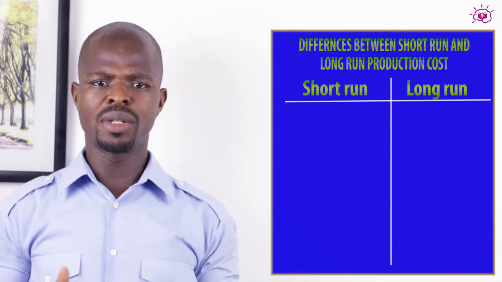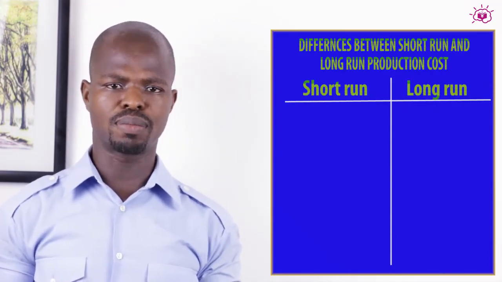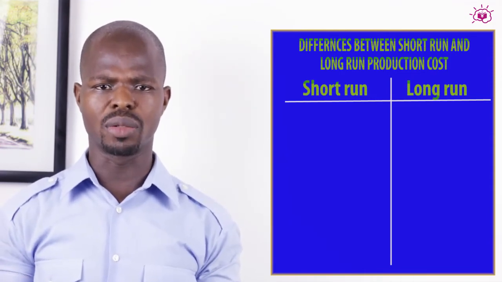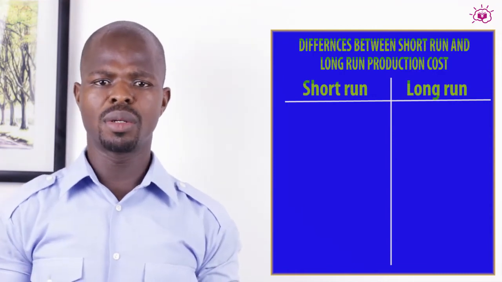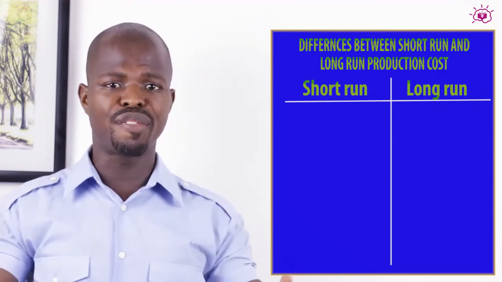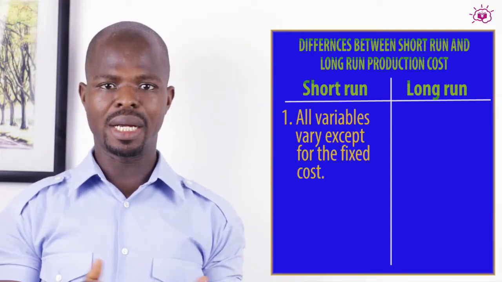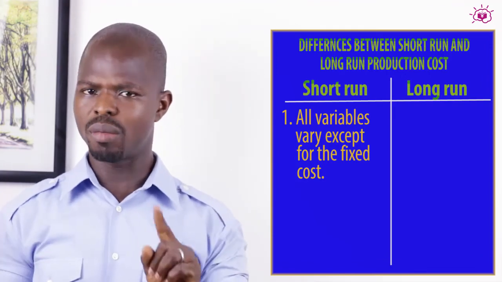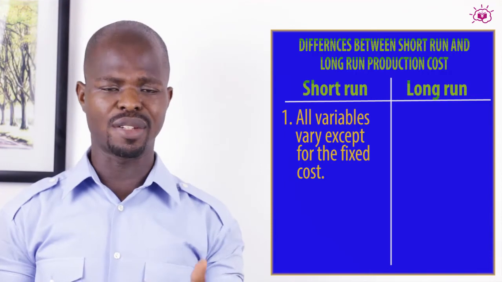Next is the difference or distinctions between short-run and long-run production cost. Now, what do we mean by short-run and long-run? The short-run cost is a production planning period in which all the variables, all inputs vary except one, and that one is the fixed cost. Meaning in the short run, all the variables will vary, but one remains constant, or one is held constant, and that is the fixed cost.